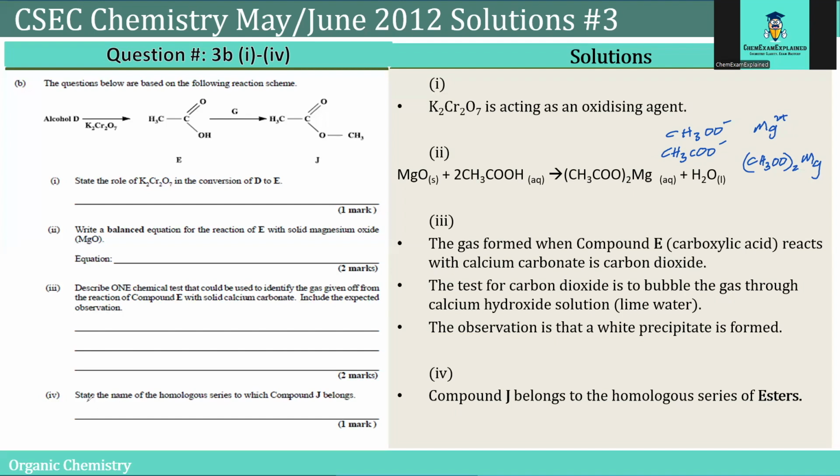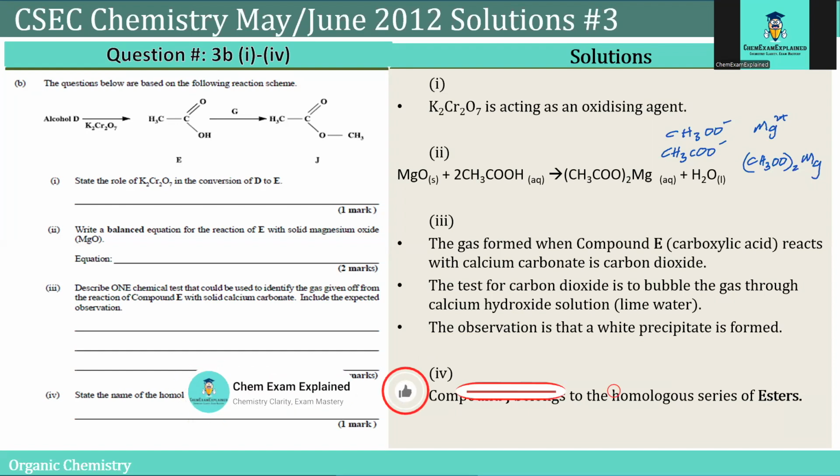Part 4. State the name of the homologous series to which compound J belongs. So compound J belongs to the homologous series of esters. This is the end of CSEC Chemistry, May-June 2012, question number 3.